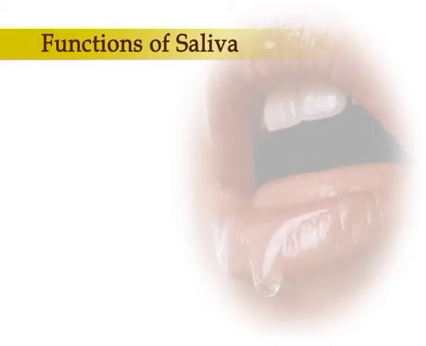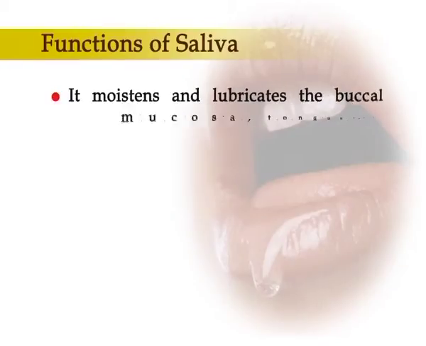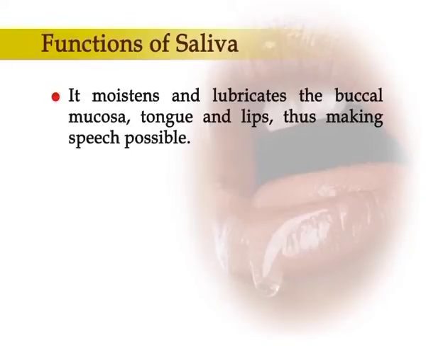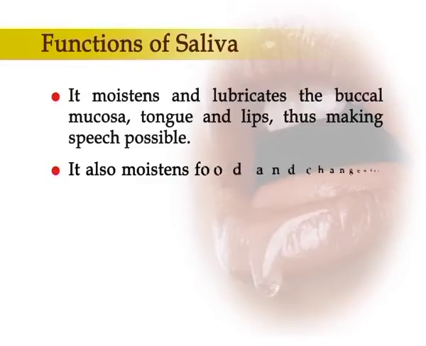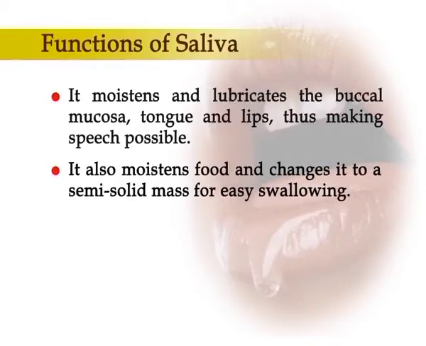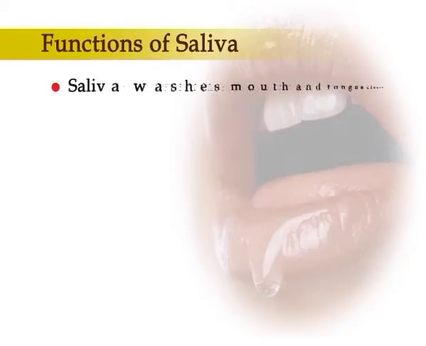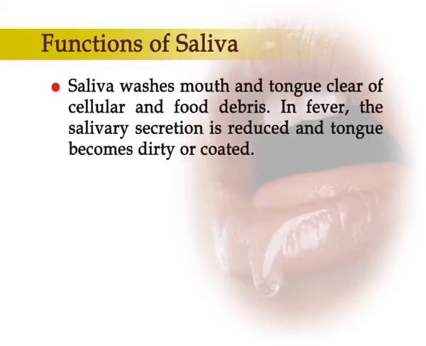Next comes functions of saliva. Number 1. It moistens and lubricates the buccal mucosa, tongue, and lips, thus making speech possible. Next, it also moistens food and changes it to a semi-solid mass for easy swallowing. Next, saliva washes mouth and tongue clear of cellular and food debris. In fever, the salivary secretion is reduced and tongue becomes dirty or coated.